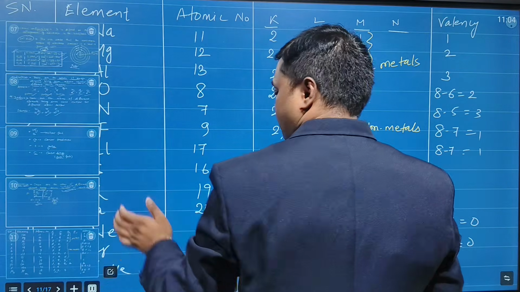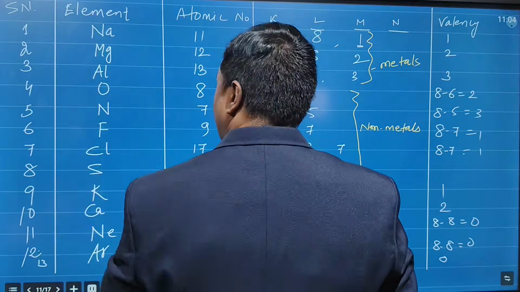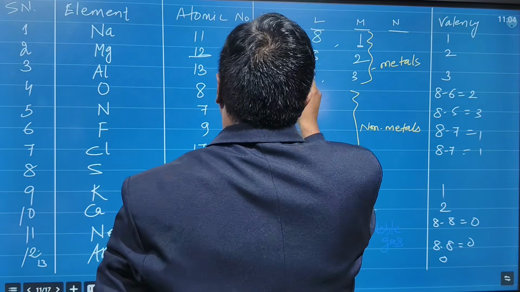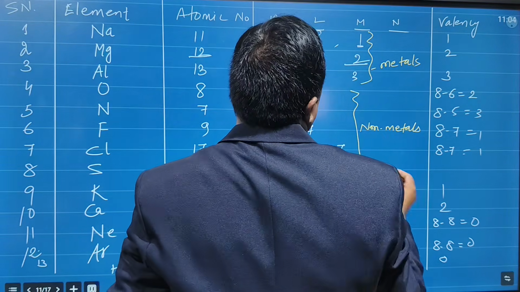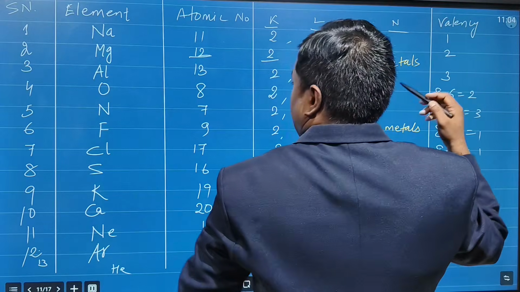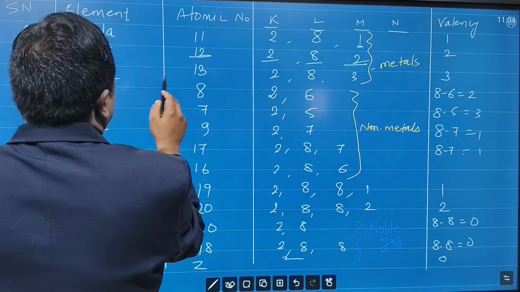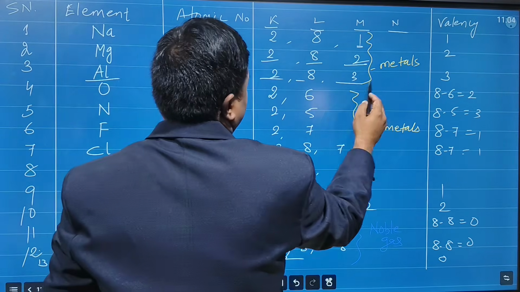Similarly, magnesium you see. Atomic number is 12. Electronic configuration 2, 8, 2. Yes or no? Aluminium you see. Atomic number is 13. So 2, 8, 3.